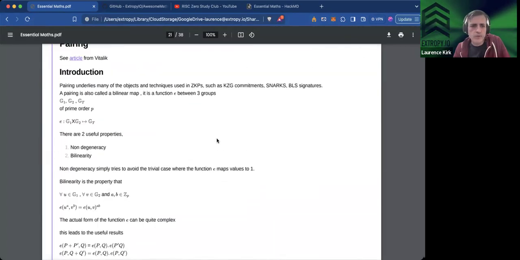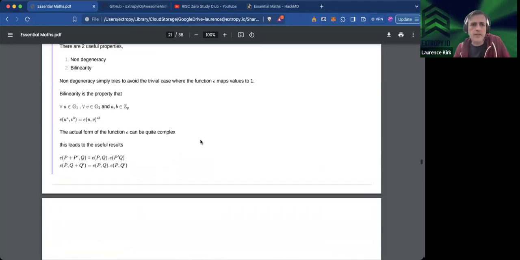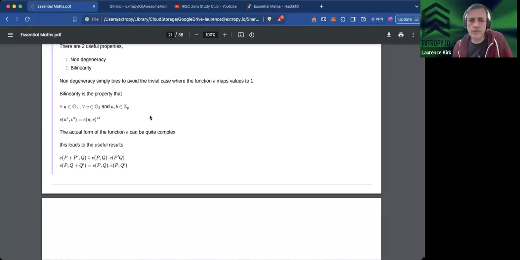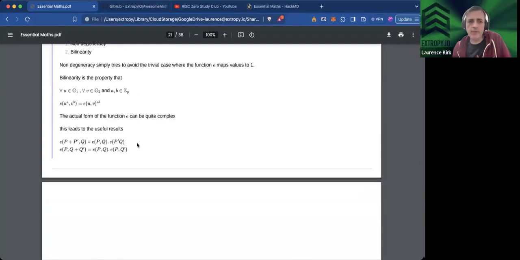Question: how does P relate to the groups? So in this case, if this is the lowercase p that we have with the field description I have here, the Z lowercase p, that would be the prime number that we're taking mod when we're doing our arithmetic. The uppercase P here is one of the elements, one of the points on our elliptic curve. Okay.